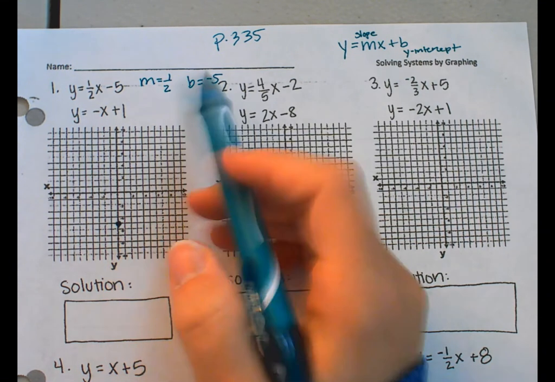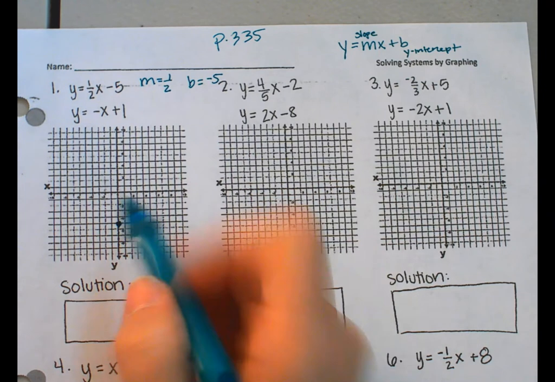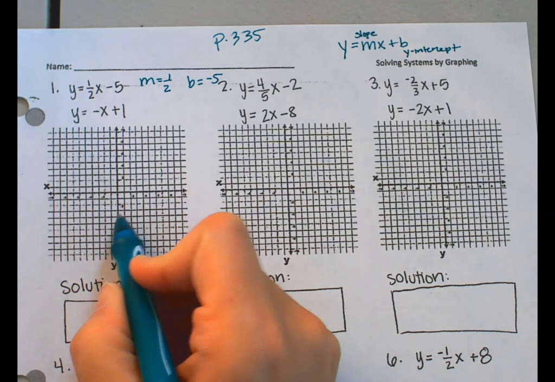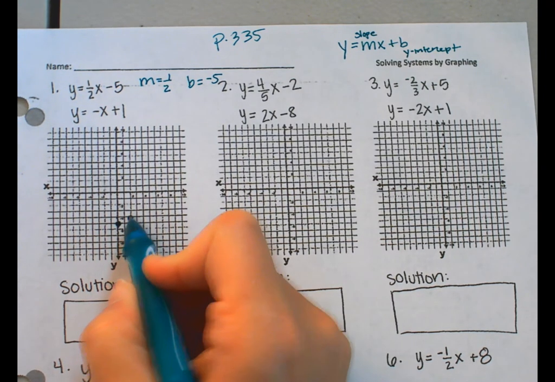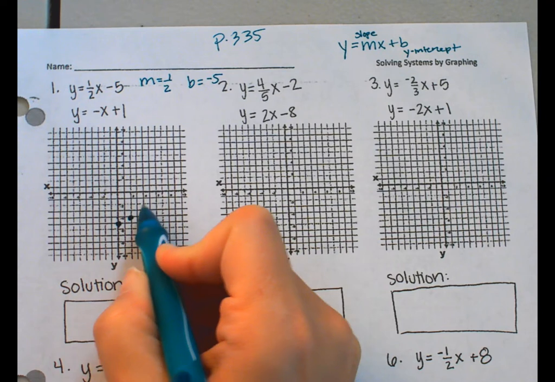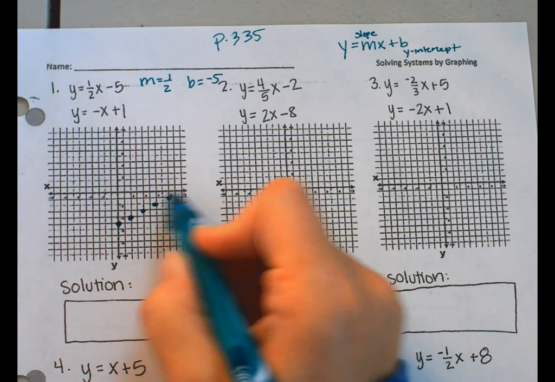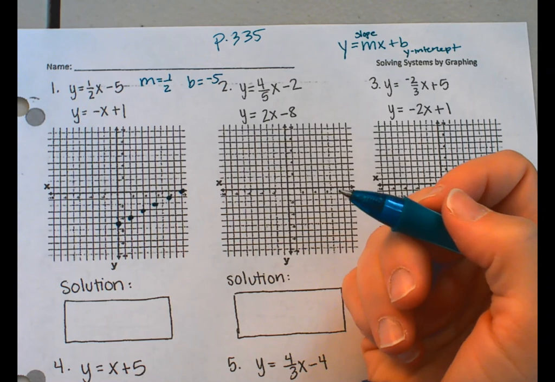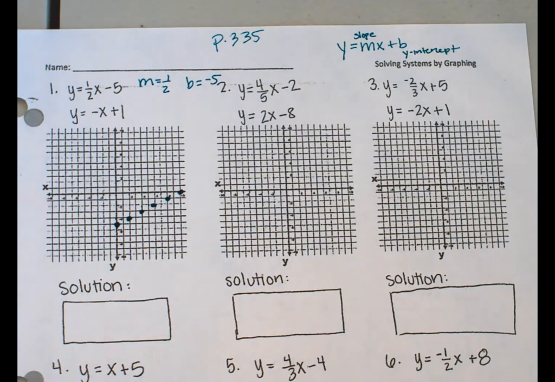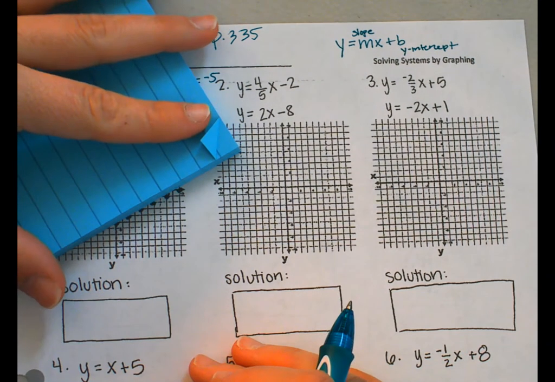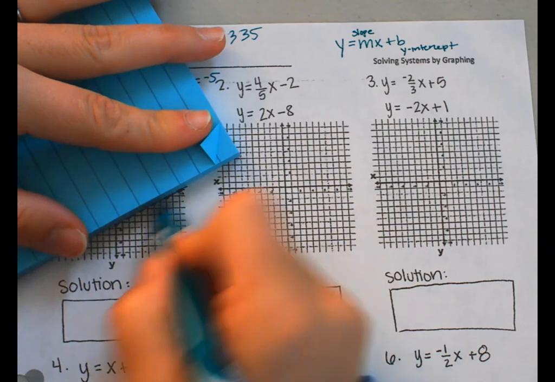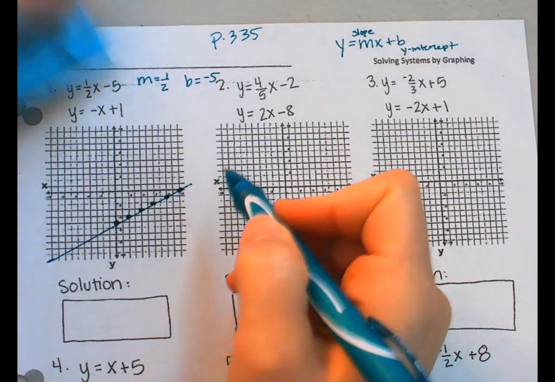Then a slope of +1/2 means from this point, I'm going to go up 1, right 2, up 1, right 2, and I'll just keep marking points. The more points you have, the more accurate your graph can be, and therefore finding the intersection will be easier as well. So if I connect these points, my line looks something like that.